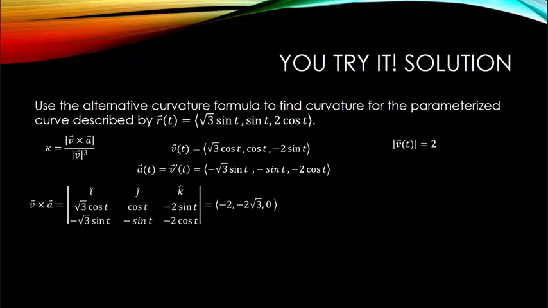I set up the cross product using the determinant of a 3 by 3 matrix, and I get a vector with the components negative 2 square root of 3, and 0. The magnitude of my cross product is 4. The curvature is given by 4 divided by 8, or 1/2. This is how I can work with curvature using an alternative formula.